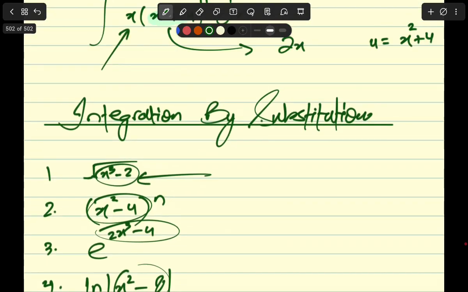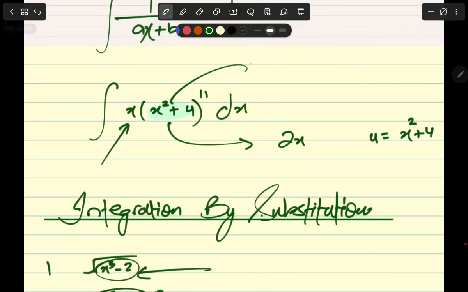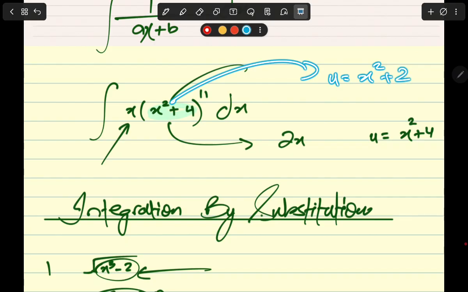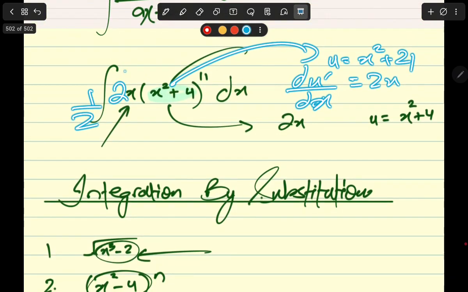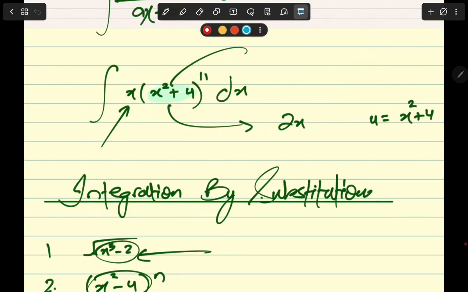So for example, if I'm substituting this part, let me use the pointer. If I'm making this substitution, u equals x squared plus 4, and I take the derivative, du by dx becomes 2x. So I do have an x here, not really a 2x, but I can introduce a 2 and then put its inverse outside of the integral sign. So now I do have the derivative of the inside function outside of the bracket, right? So you have to make those calls.